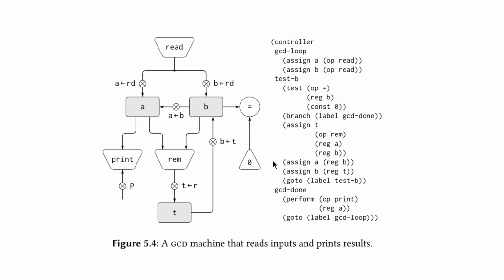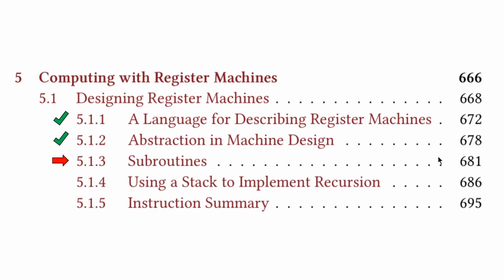So you can note that they have the assign, where you're assigning the contents of one register to another register. They have the test. And if you walk through this, it's going to map one-to-one to the two diagrams that we just saw. This takes us to our third subsection, subroutines.